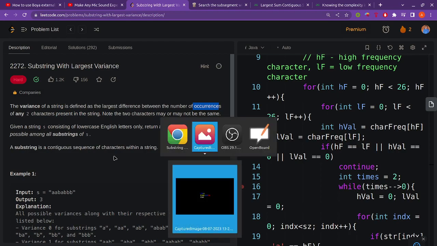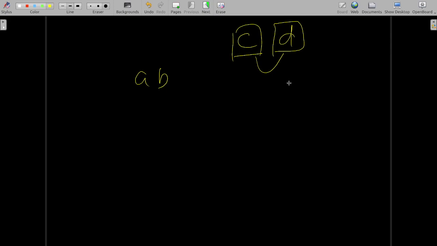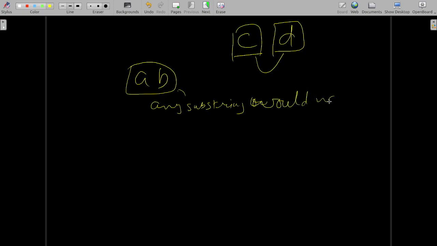For an example, if the given substring is AB, you cannot take C and D as two characters to be considered for their occurrences, because any substring of this string would not contain C and D.